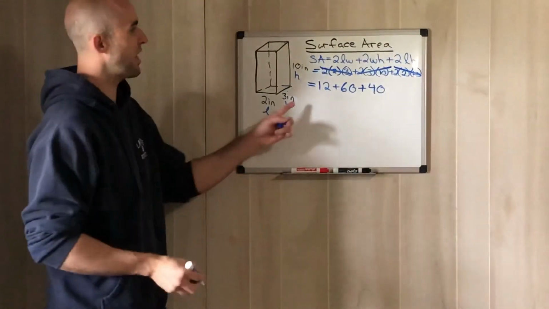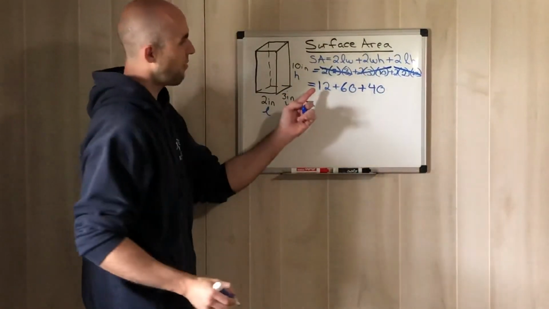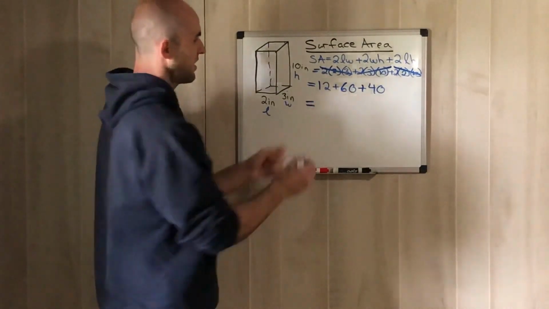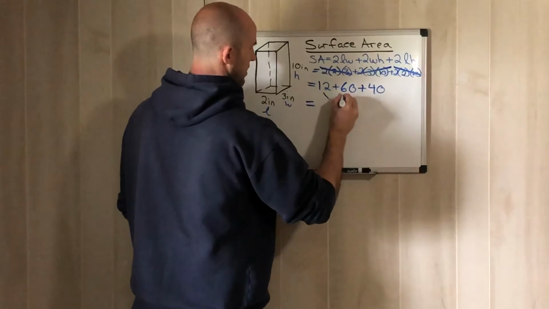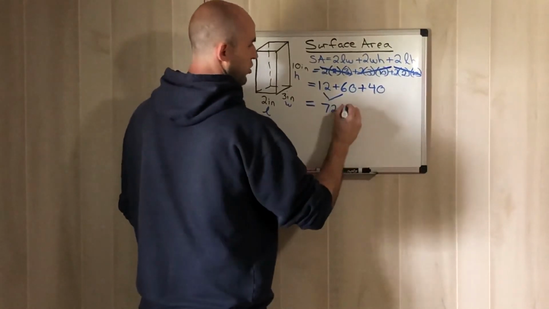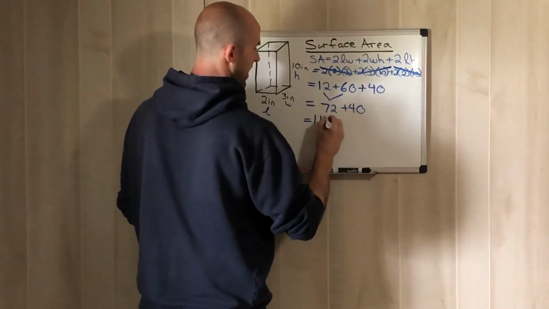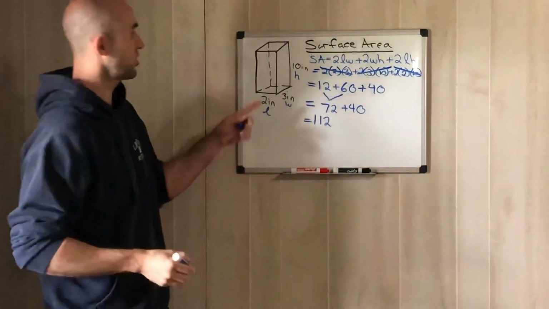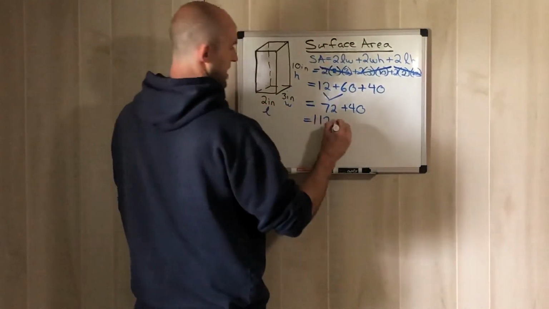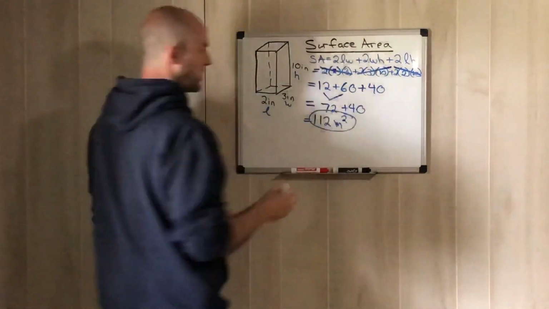And now the last step we have to do is just simplify it. Let's add up all of our different terms. We know that 12 plus 60 is 72, right? And 72 plus 40 gives you 112. And since we're talking about area, what's on the outside, we know that it's going to be inches squared. Whenever it's area, it's always squared.